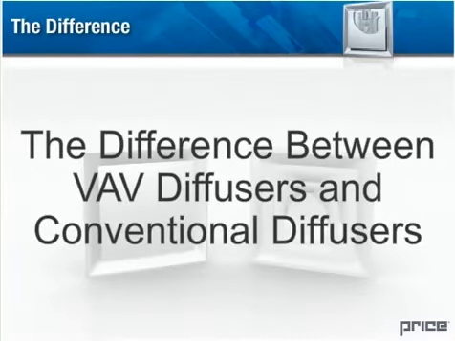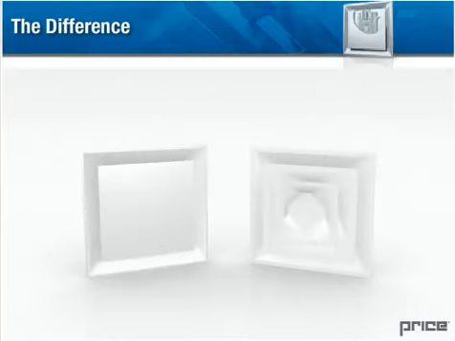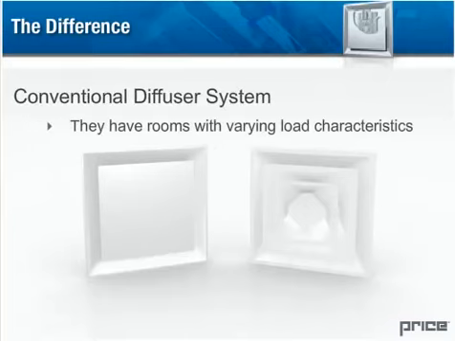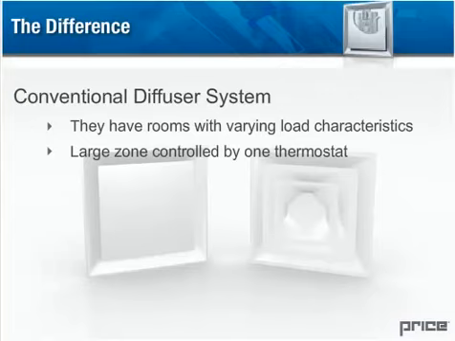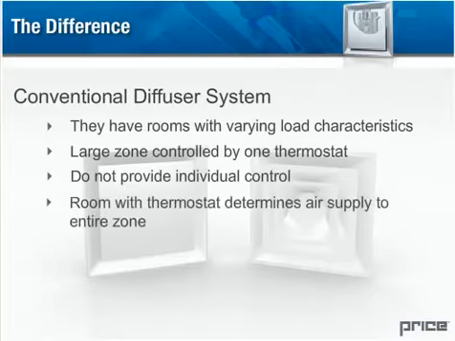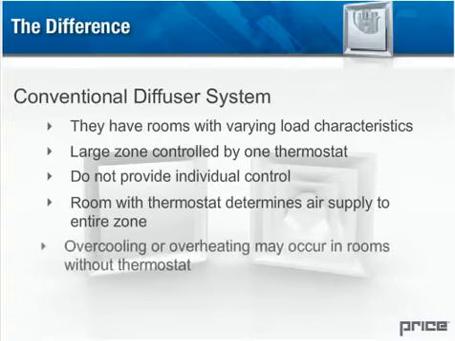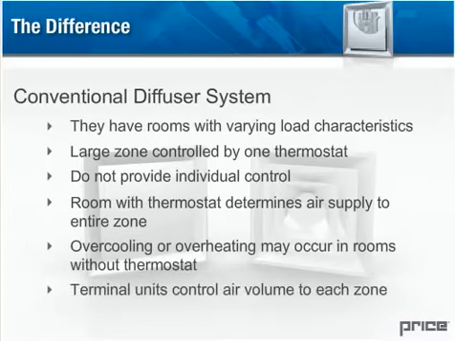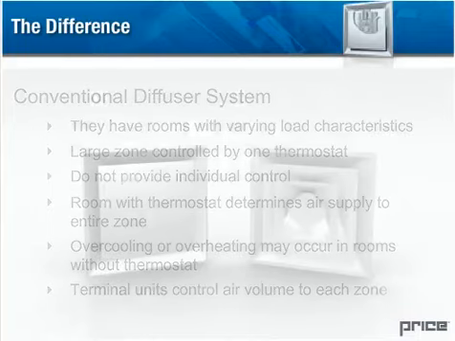The difference between VAV diffusers and conventional diffusers. Here are some characteristics of conventional diffuser system layouts. They have rooms with varying load characteristics, a large zone controlled by one thermostat, and do not provide individual control. The room with the thermostat determines air supply to the entire zone. Overcooling or overheating may occur in rooms without a thermostat. Terminal units control air volume to each zone.